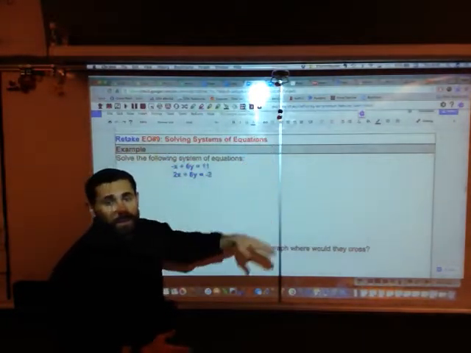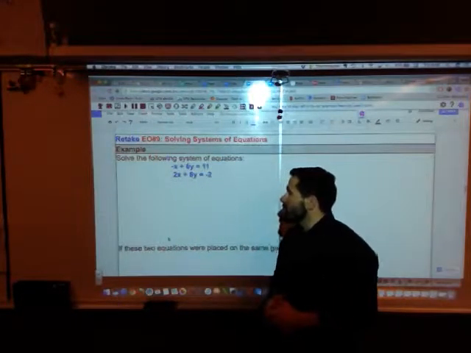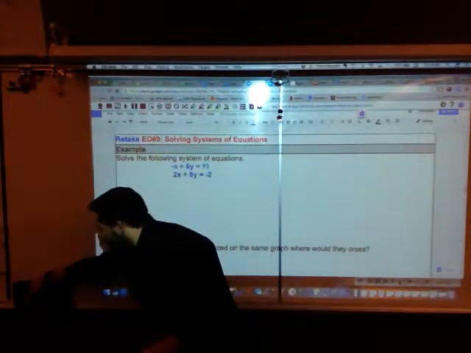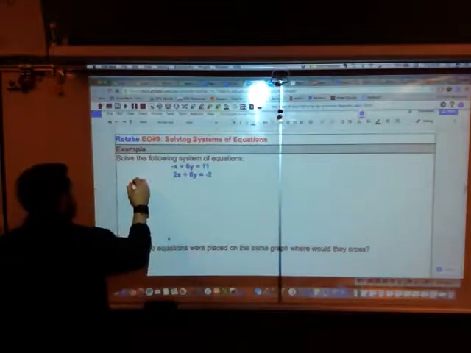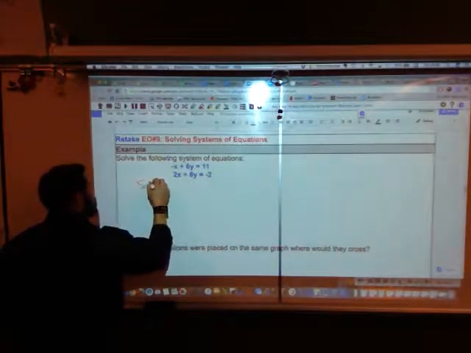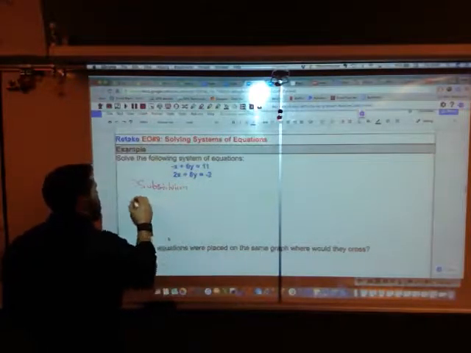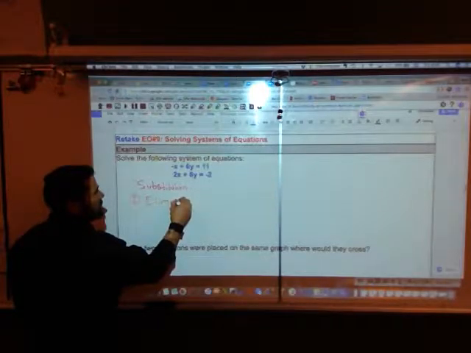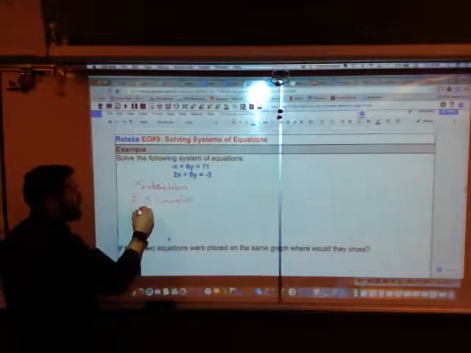Solving for the following system of equations. So I've got this system of equations. I have different options. I can solve using substitution. I can solve using elimination. I can also solve by graphing.